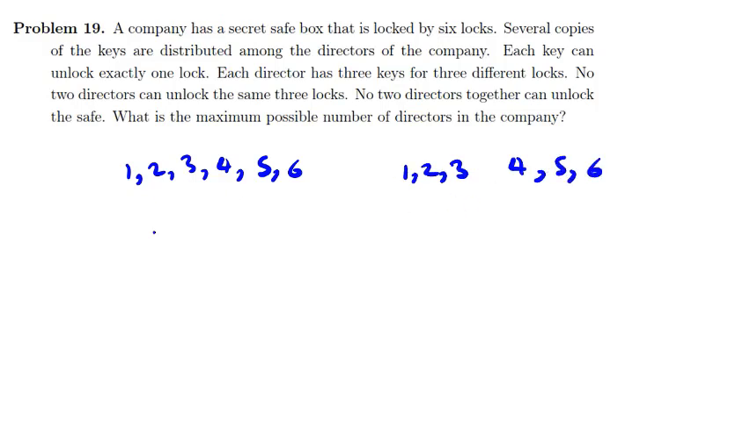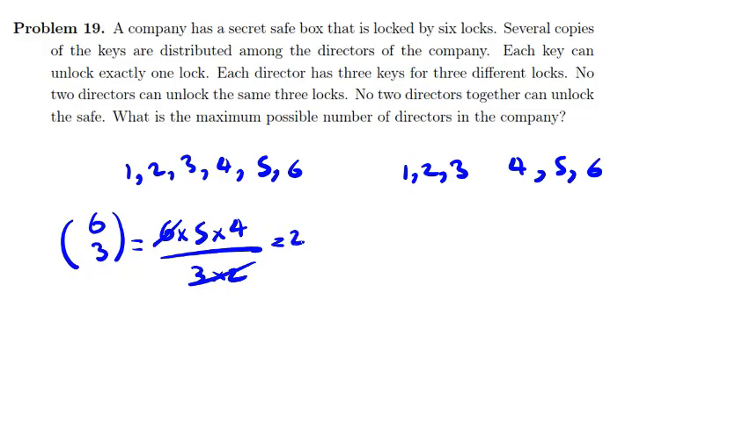Okay. So what's the maximum possible number of directors in the company? So you say 6 choose 3, the number of subsets with 3 elements. 6 times 5 times 4 over 3 times 2. You cancel, 20. If you write all of them, 1, 2, 3, 1, 2, 4, then the rest will be, let me check, 1, 2, 4, 3, 5, 6. Yes. So from each of them, you can select this or this because of this condition. No 2 directors together can unlock the safe.